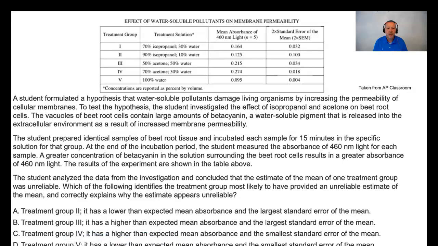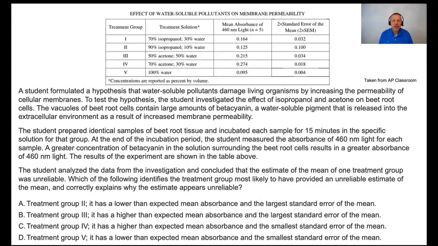Let's see if I can change this up. If I can change this. All right, so it says treatment group 2, 3, 4, or 5. Those are your options, right? So I'm going to do this thing. All right. So 2, 3, 4, or 5. First of all, which one do you think? Why?